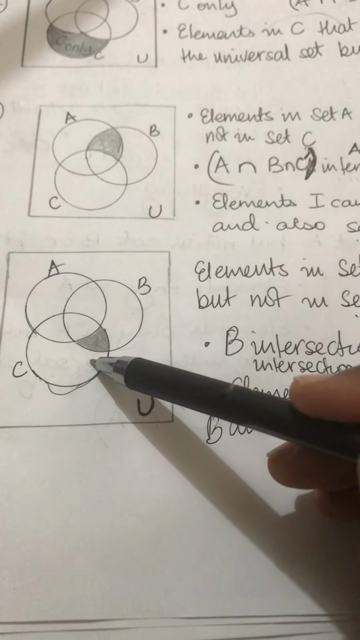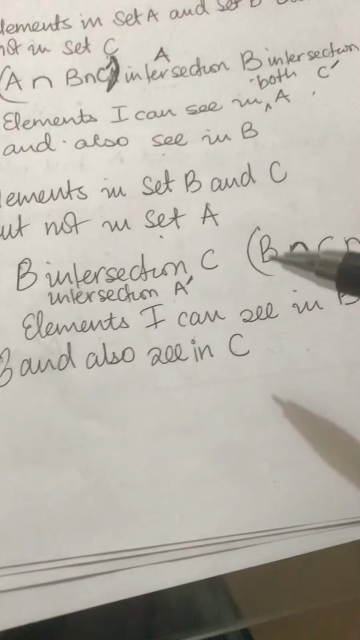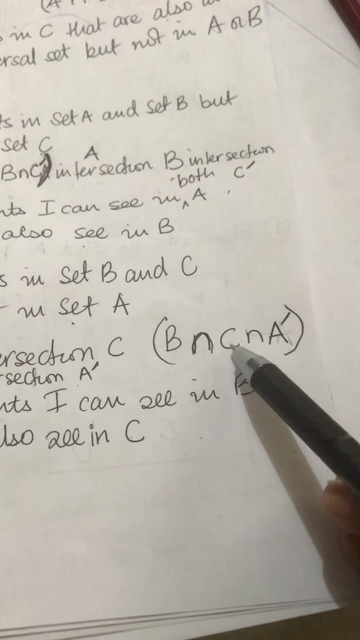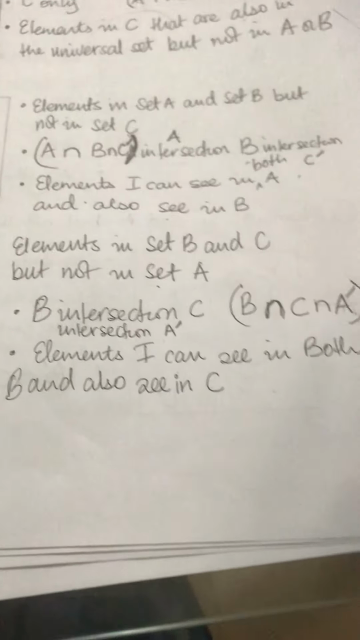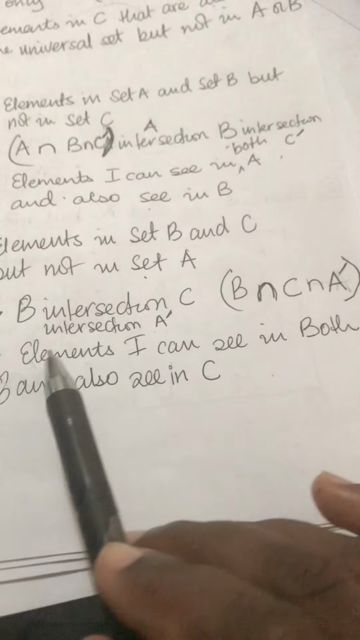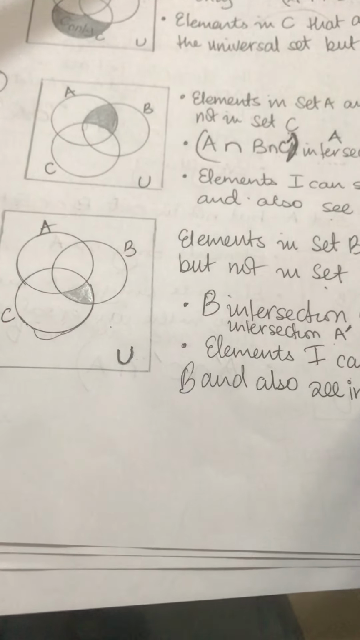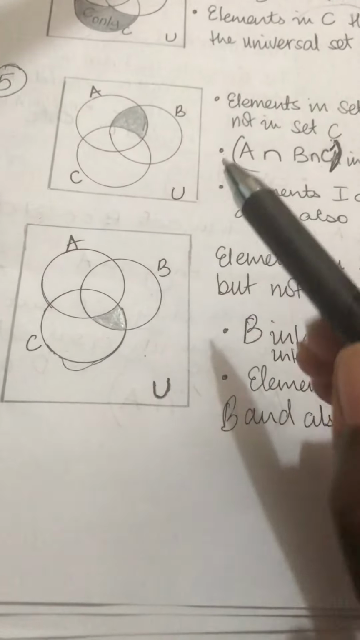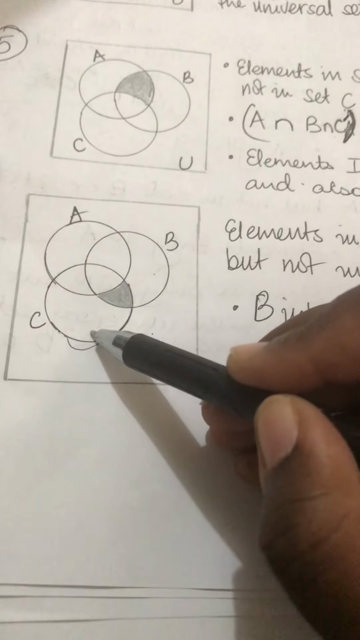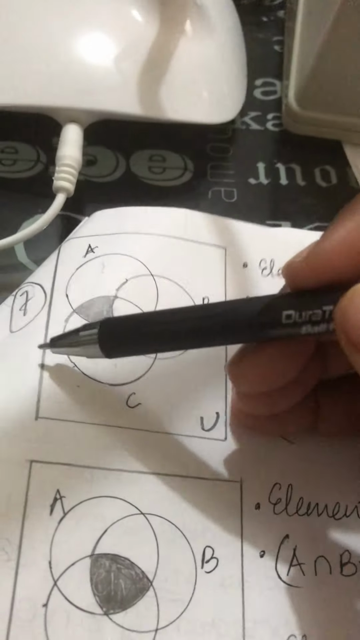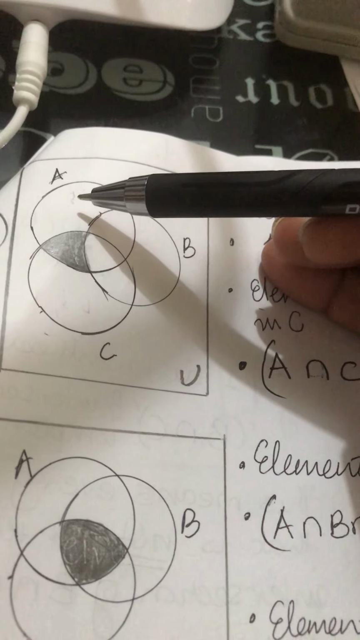The same thing here. I didn't shade A. So A will be the complement. You see that? Then B intersection C like that. Elements I can see in both B and also see in C. That's what that means. I can only see them in B and C. I cannot see them anywhere else. Okay? There you go.